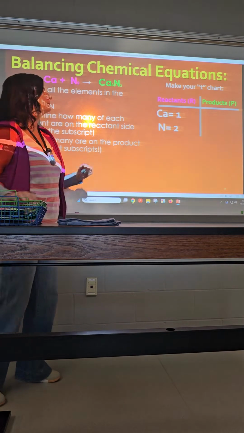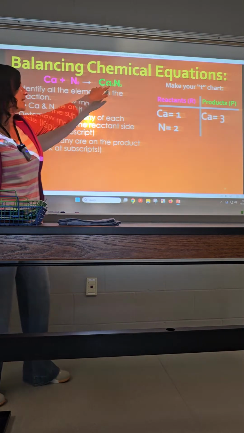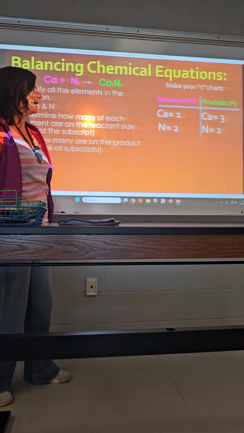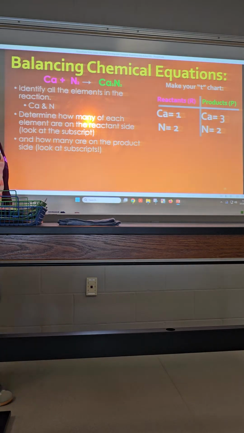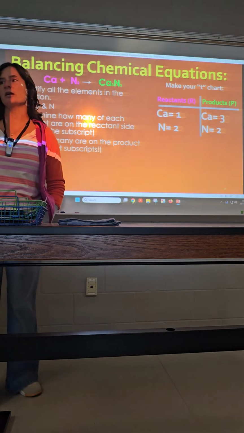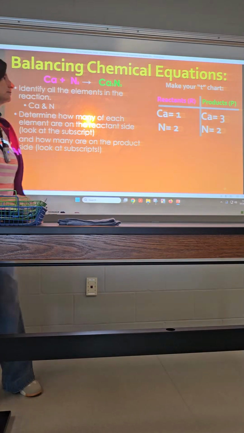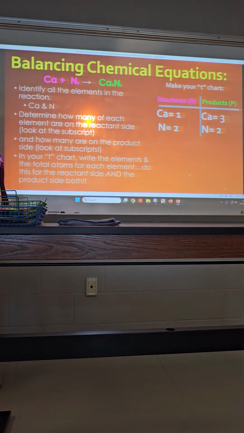3, right? And then how many nitrogens, Xander? 2. Okay, so we'll put N equals 2. So those are our totals, and that's just what we did yesterday in the Kahoot a lot. How many of those atoms do we have? Okay, so in your T-chart, make sure you write the elements and the total atoms for each element, and do that for the reactants and the products both.